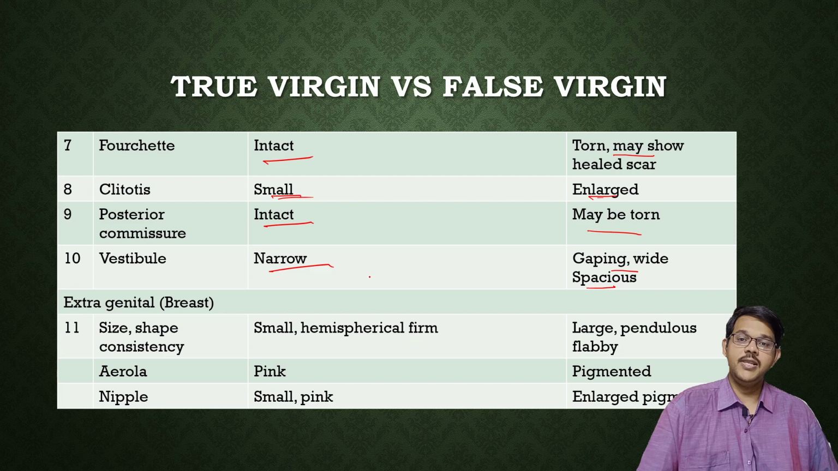Extragenital signs are mainly seen if the woman has become pregnant, which can be seen in the breast changes. Usually small hemispherical pinkish areola and a small pink nipple are seen in true virgins, but the breast becomes pendulous, flabby and pigmented in false virgins.